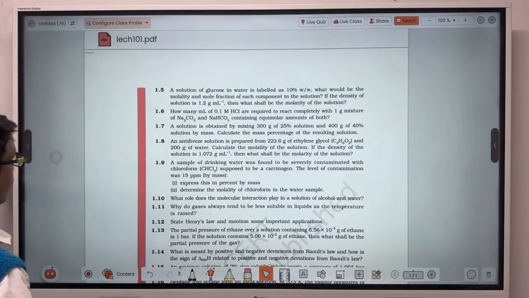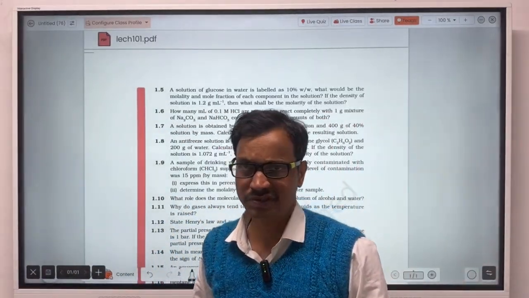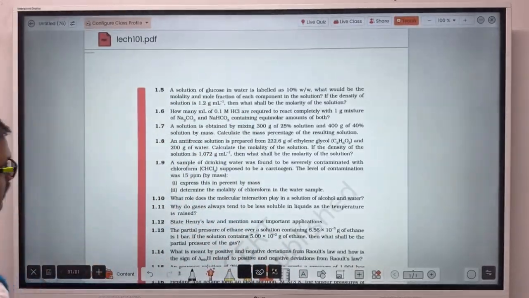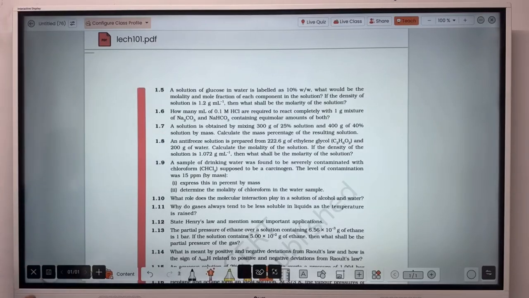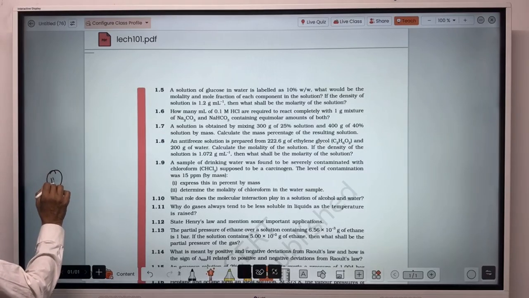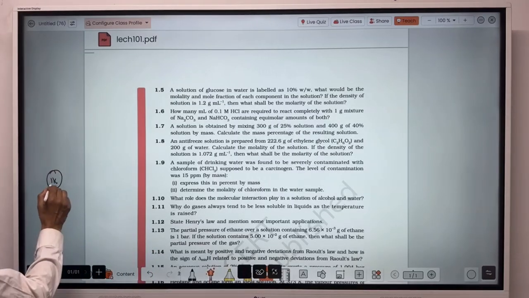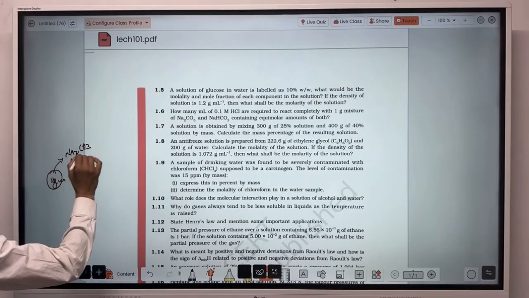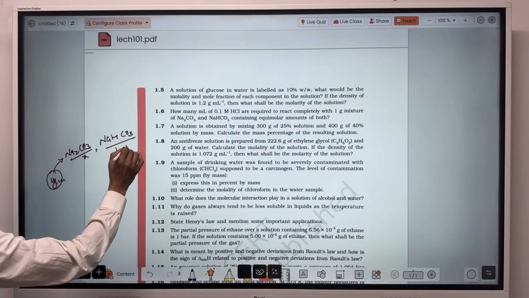Question 1.6, I will hint you how to solve, and by that hint, you try to solve by yourself. If you could not solve that question, then ask in the comment box. Let's see how to solve here. What's the hint here? There is a sample of Na2CO3 and NaHCO3, whose weight is given as 1 gram. Suppose the number of moles of Na2CO3 is X, so NaHCO3 will be 1 minus X.